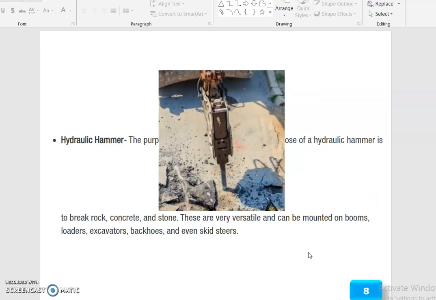Then the next one is the hydraulic hammer. Like a hammer, we use it while fitting tightly onto the machine. The main purpose of the hydraulic hammer is to break rock, concrete and stones. These are very versatile and can be mounted on booms, loaders, excavators, backhoes and even skid steers also.